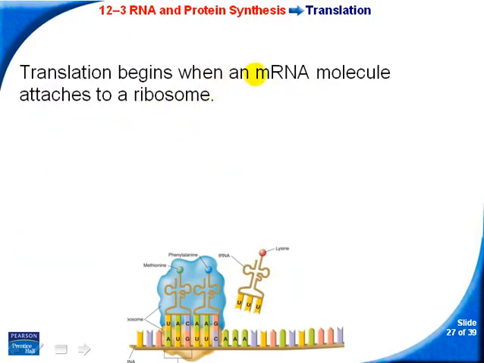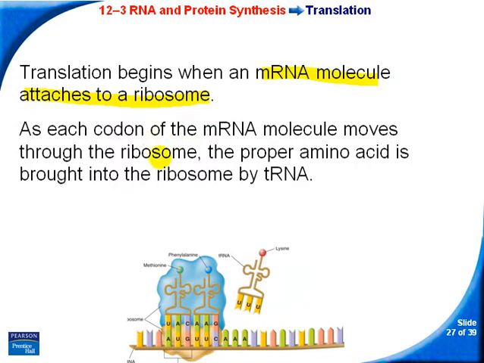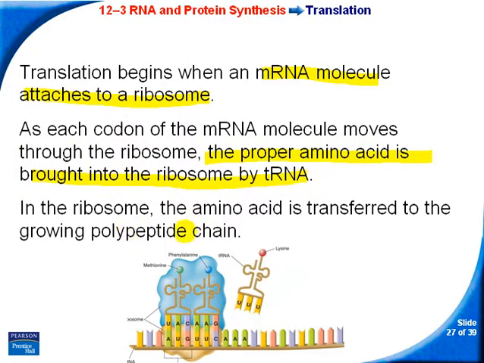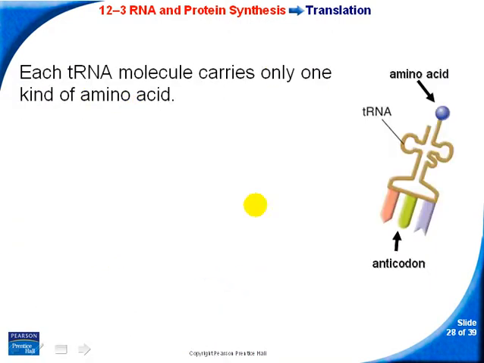The messenger RNA attaches to the ribosome, and then each codon in the mRNA, remember that's 3 bases in a row, moves through the ribosome like a machine, and the proper amino acid is brought to the ribosome by the tRNA. And in the ribosome, the amino acid is then transferred to this polypeptide chain.